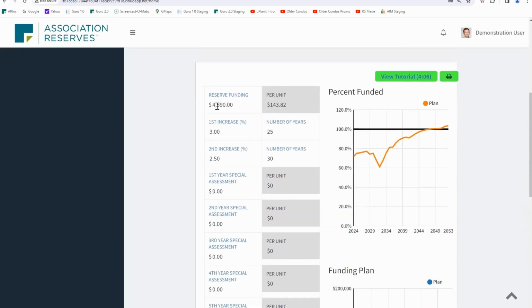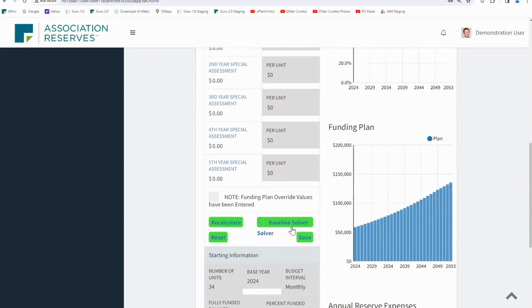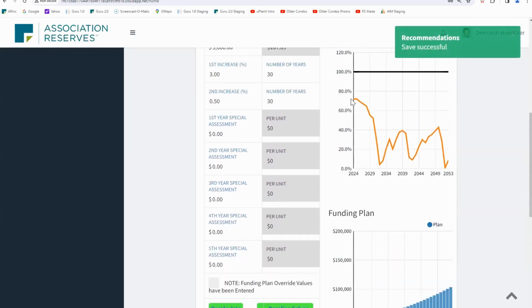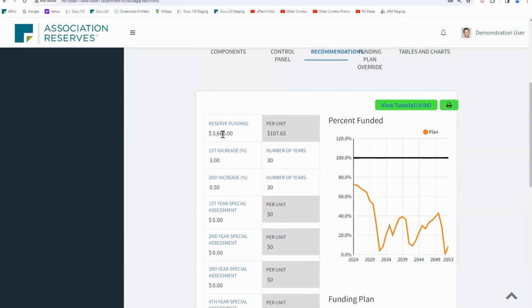So if you're taking notes, write down $4,890 per month to fully fund the reserves, to have that margin we spoke about earlier. But if you want to baseline fund, which means just have enough cash that you stay above zero, down to $3,660 per month.